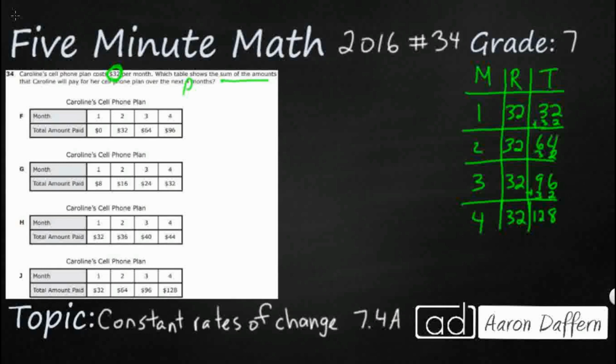So if we do it like this, take a look at what happens if we multiply the month times our rate. That's another way to do it. I just did a running total, but if you multiplied 1 times 32, you get 32. 2 times 32 gets 64. 3 times 32 is 96. 4 times 32 is 128. So our total equals our month times our rate. T equals M times R is what it looks like.